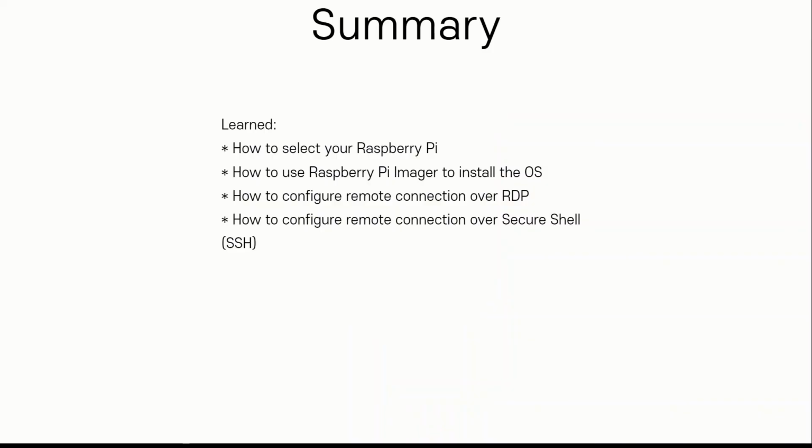Now, when our Raspberry Pi is fully configured, we can summarize what we have learned. First, we learned how to select the Raspberry Pi for development, where it is recommended to use the latest model with at least 4 GB of RAM. We installed the official Raspberry Pi operating system. Next, we set up the remote desktop connection using the remote desktop protocol, and finally, we set up an SSH connection to the Raspberry Pi from our host machine.